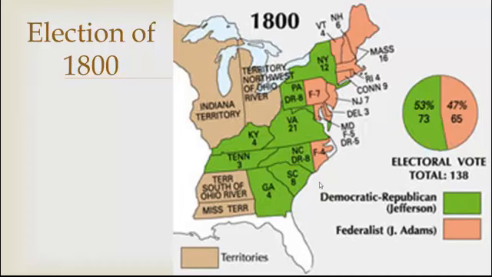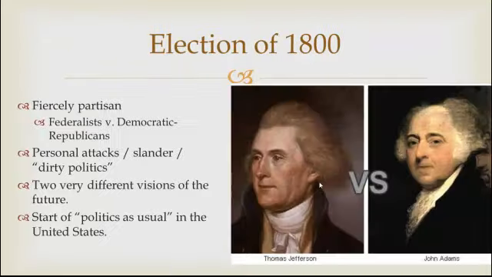The election of 1800 was a very close one, and it's very interesting to look at how this election played out in the context of our modern politics. This election was fiercely partisan, meaning the two political parties attacked each other rather than trying to come up with a compromise or a solution to the nation's problems. This election also had a lot of personal attacks, slander, dirty politics, and very brutal tactics to make sure you didn't vote for the other guy. And the two sides presented those two very different visions of the future that we looked at before.